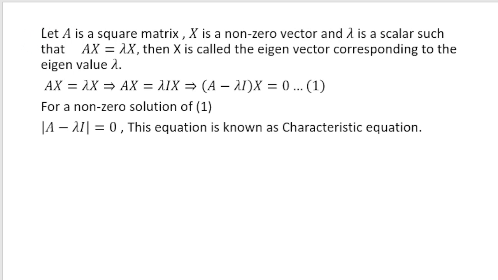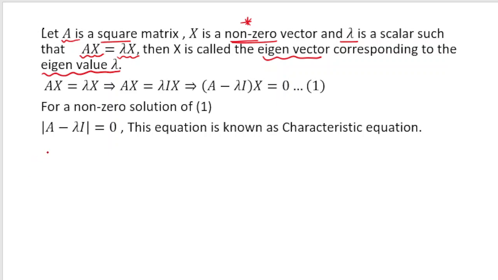What is the idea related to the eigenvalue and eigenvector? Let us look at this, and then I will explain through examples also. Let A be a square matrix. The first observation is A is a square matrix and X is a non-zero vector, and this I am highlighting especially. X is a non-zero vector and lambda is a scalar such that A into X is equal to lambda into X. Then X is called the eigenvector corresponding to the eigenvalue lambda.